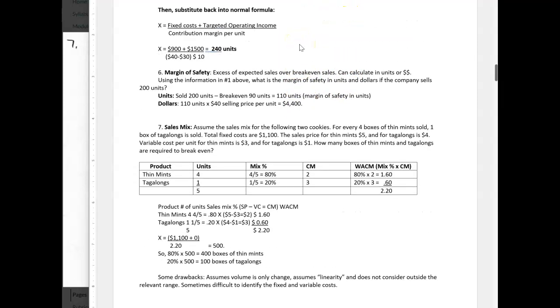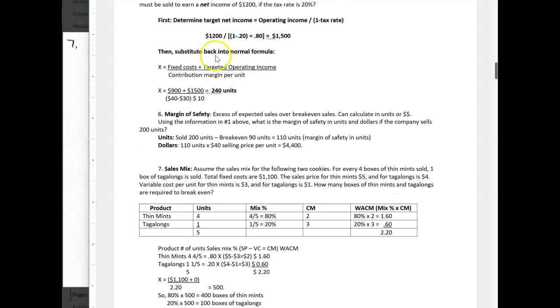So we're using the information from the operating income example, and let's say the company sold 200 units. If they sold 200 and the break-even is 90, then the margin of safety is 110 units. In dollars it would be 110 times your $40 selling price, so $4,400. That's how much sales you could lose before you hit break even and then start to lose money. I think doing some multiple choice questions here would be a good idea, so I'll take a look at them and put a couple up as extra problems.